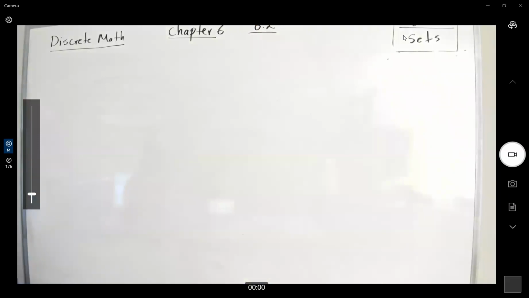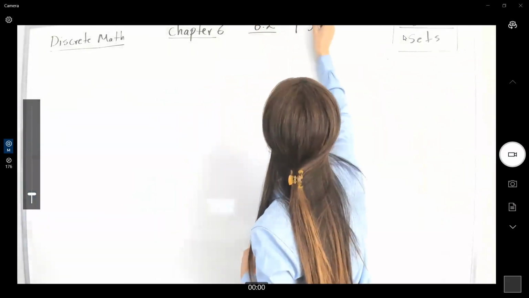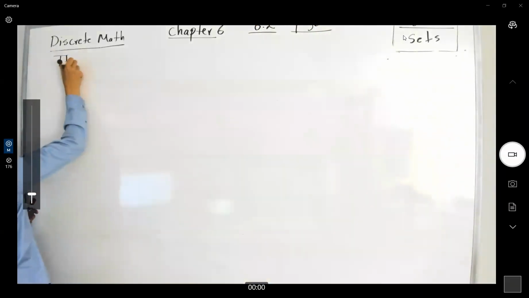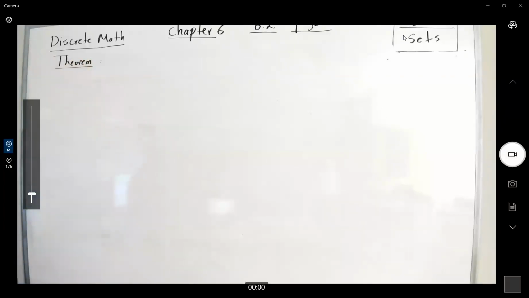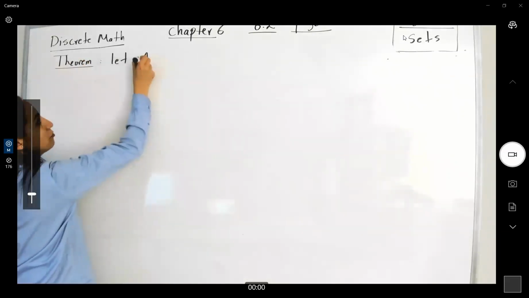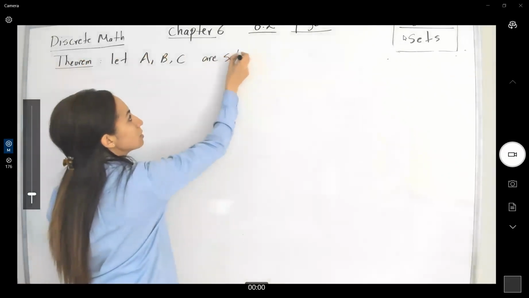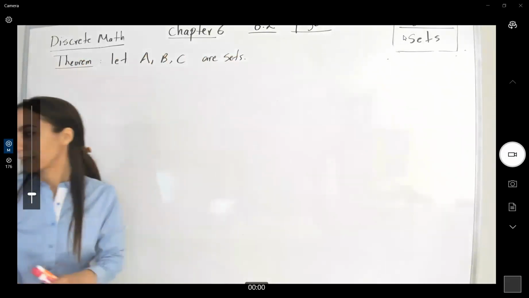So on page 1, we're talking about theorems. Page 1. Theorems. So here we have sets. Let A, B, C be sets. So we have a collection of objects, a collection of numbers, whatever they are.